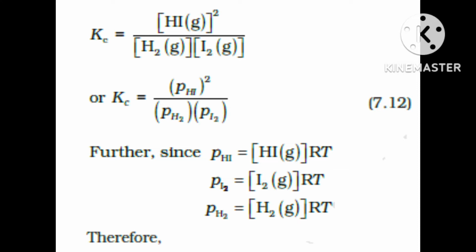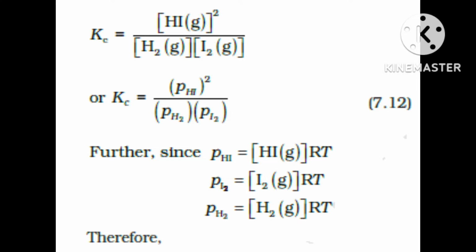nRT divided by V, that is equal to N upon V RT. Then N upon V is equal to what? N upon V is equal to concentration.